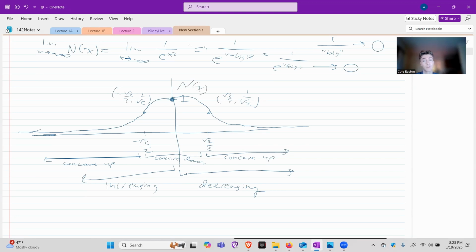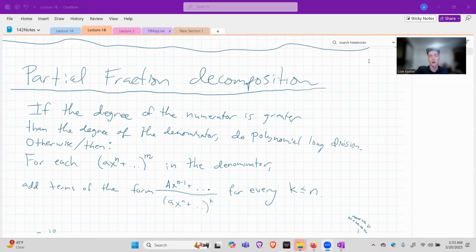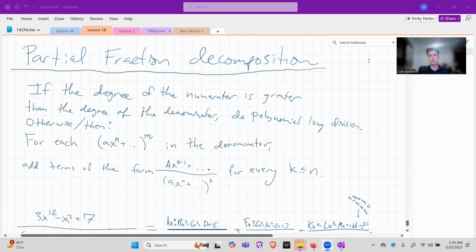And it is called n of x because this is the function that defines the shape of a normal distribution in statistics. So now we're going to talk about partial fraction decomposition. In the past, you might have learned a lot of different rules for this and all these special cases. There really is a single rule that you need to know, and it's this.